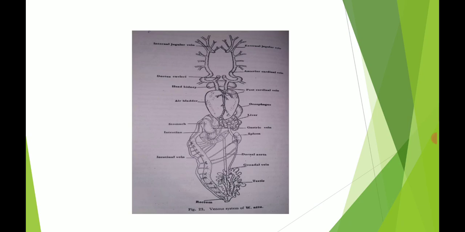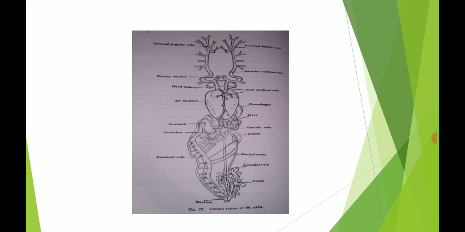Again there is the spleen. Then the dorsal aorta, gonadal veins, testes, then the rectum. Various intestinal veins are present, the intestine, then the stomach. These are all the venous system of the various body organs.